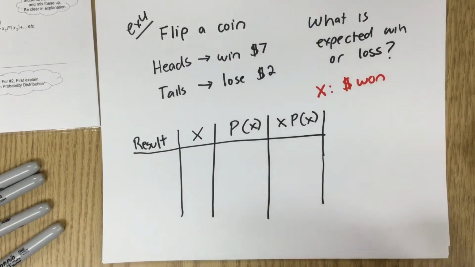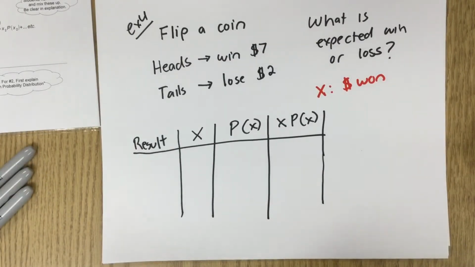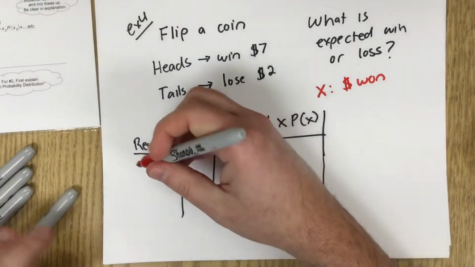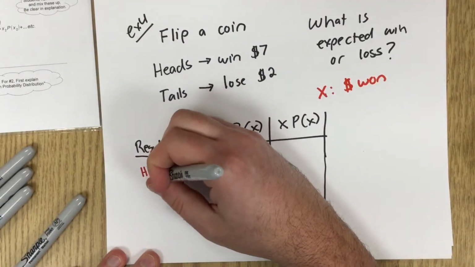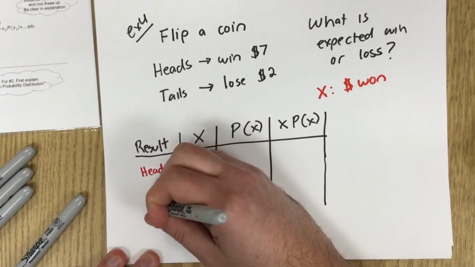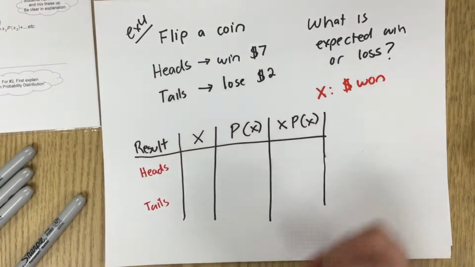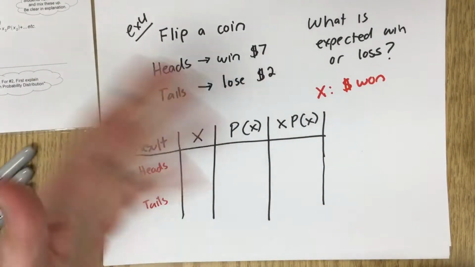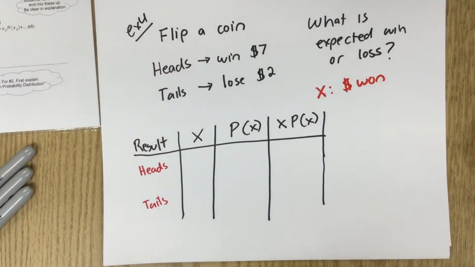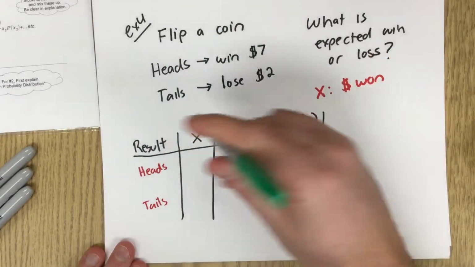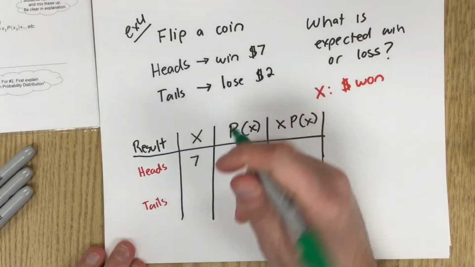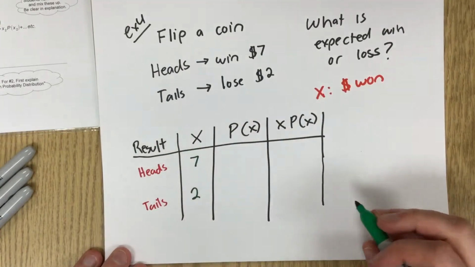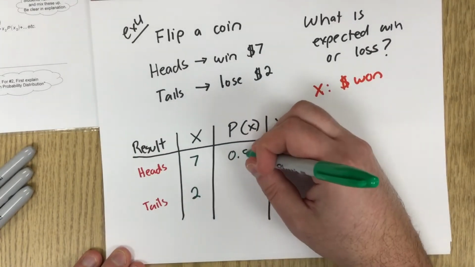So what are the results when we flip a coin? So the result is either it's going to land on heads, or it's going to land on tails. And then there's a value X to a certain result. And that's the one that we're going to actually use in the calculations. So the value X of the coin landing on heads is 7. The value X of the coin landing on tails is 2. The probability, of course, is 50-50.